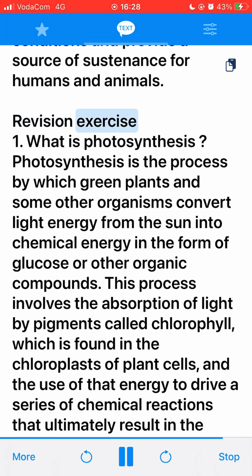Revision exercise. 1. What is photosynthesis? Photosynthesis is the process by which green plants and some other organisms convert light energy from the sun into chemical energy in the form of glucose or other organic compounds.